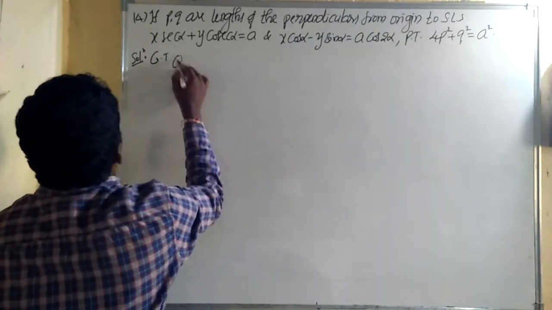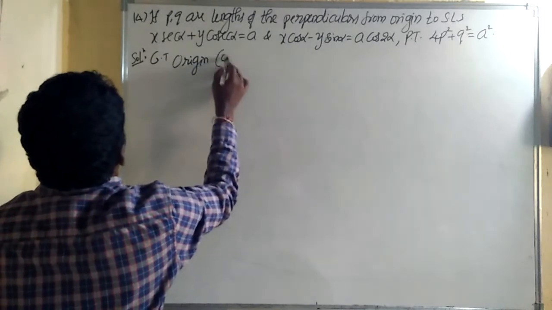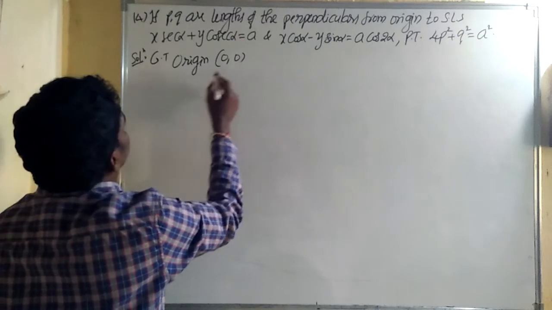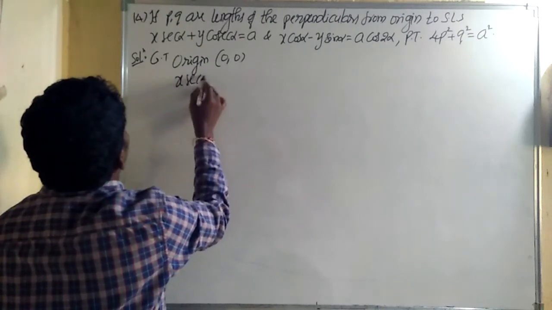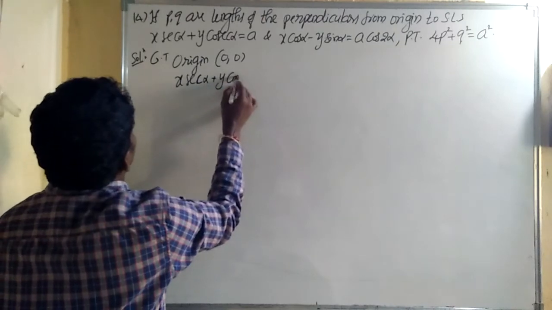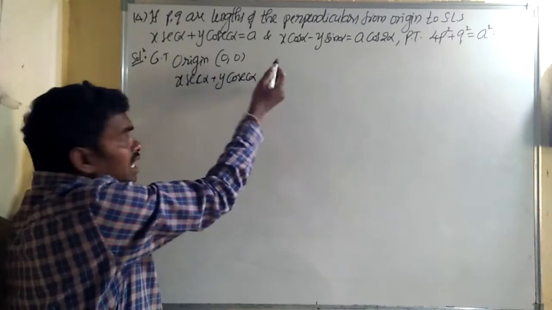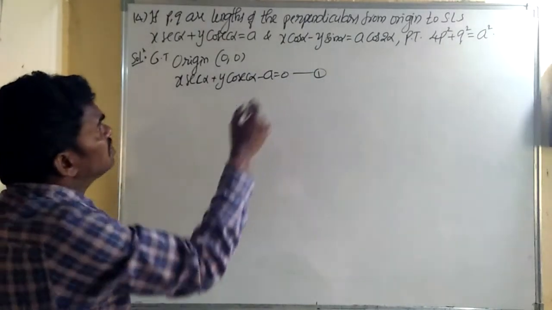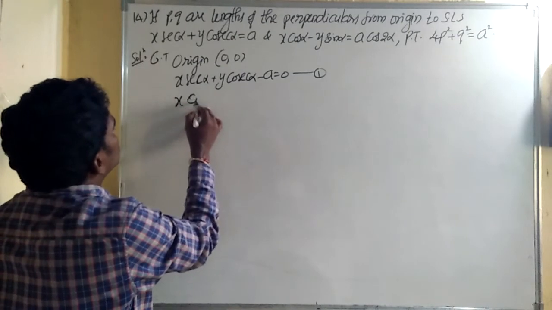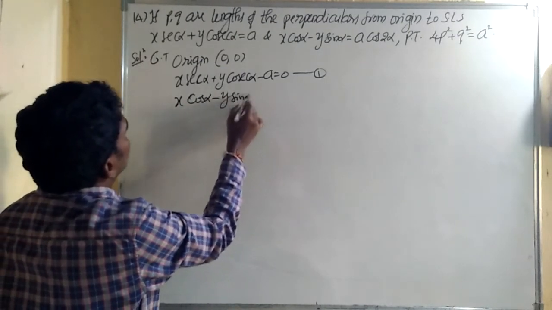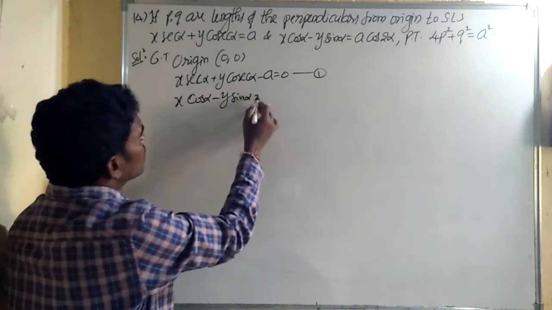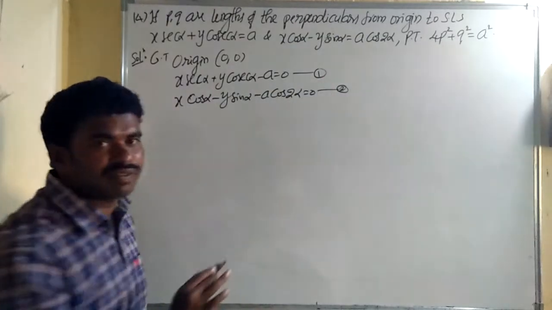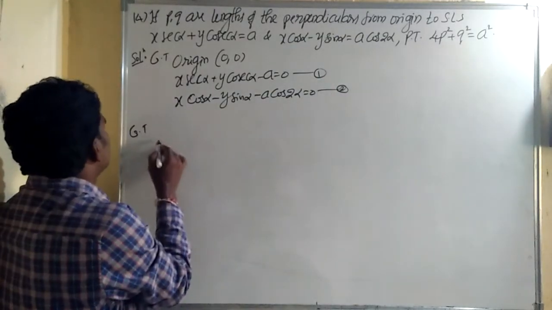So what is the origin? Origin is 0, 0. What are the straight lines? First straight line, x sec alpha plus y cosec alpha is equal to a. So bring to the left side, minus a equal 0, equation 1. Next, second equation, x cos alpha minus y sin alpha is equal to a cos 2 alpha. So bring to the left side, it becomes minus a cos 2 alpha is equal to 0, equation 2. These are the given information.